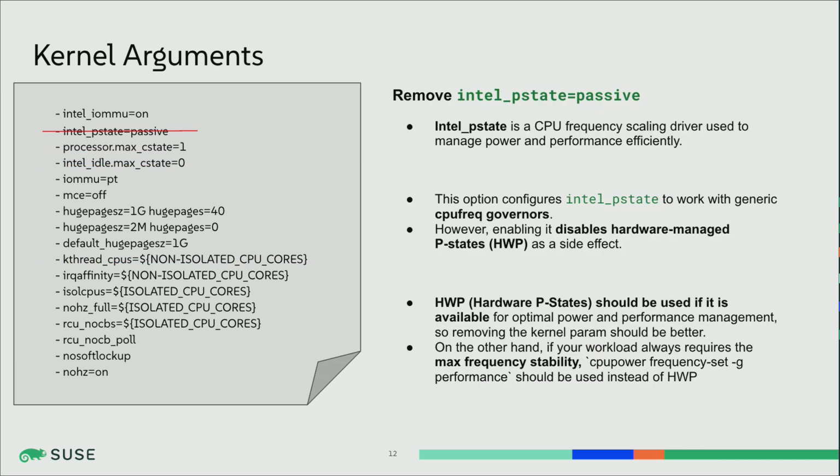So we are going to go through some of these parameters just to get into the details and to explain a little bit what they mean and why we decided to use them. The first one is we decided to remove Intel P-state, because this option is a driver which is used to manage the power and the performance for the CPUs. However, by enabling this option, at the end of the day, we are disabling the hardware P-state. So is it good or is it bad?